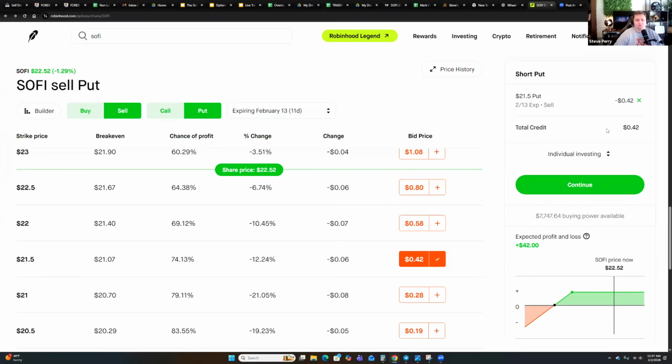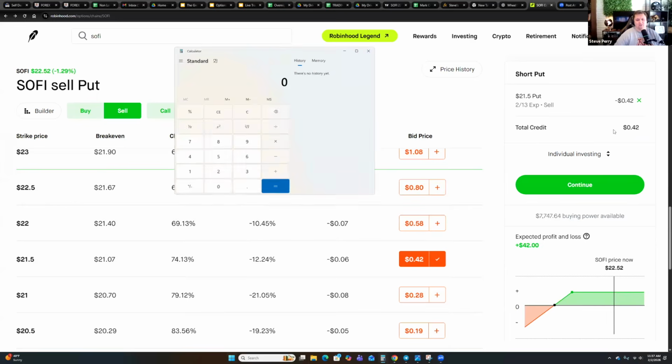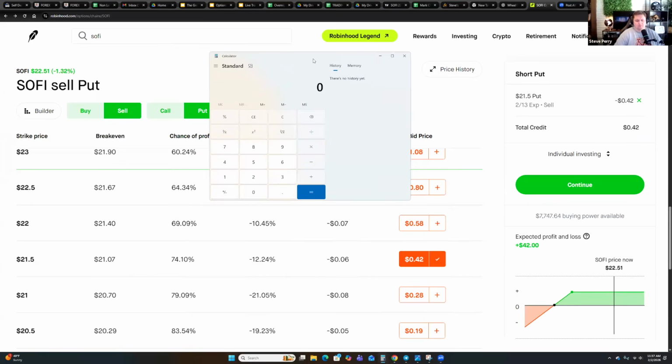Now, how much are we going to make here? 42 cents per share if I sell that, and that expires in 11 days, okay? So I'm going to collect 42 cents, so 0.42 times 100 is going to be $42 because every option is done in 100 shares. So I'm going to collect $42 in premium for selling a put to somebody at the 2150 strike.